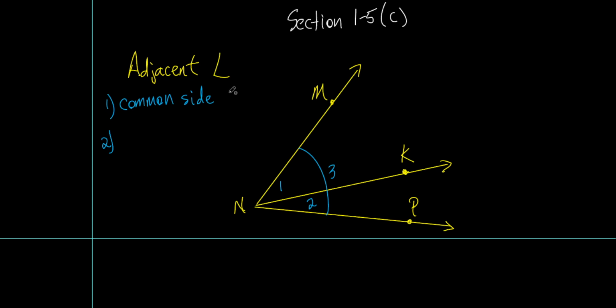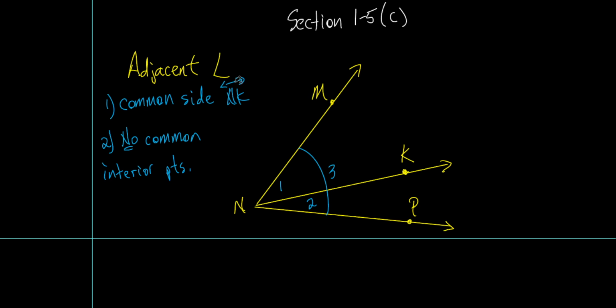So the common side, let's just write it down. The common side is NK. It's supposed to be an N. It's kind of weird looking. So it does have a common side, but something else has to be true. This is the one that's a little bit weird. The common side's pretty easy to see, but this one is no common interior points. So the two angles do not have any common interior points. What in the world does that mean? I'll show you. NK. I said it looks weird, but it's an N.